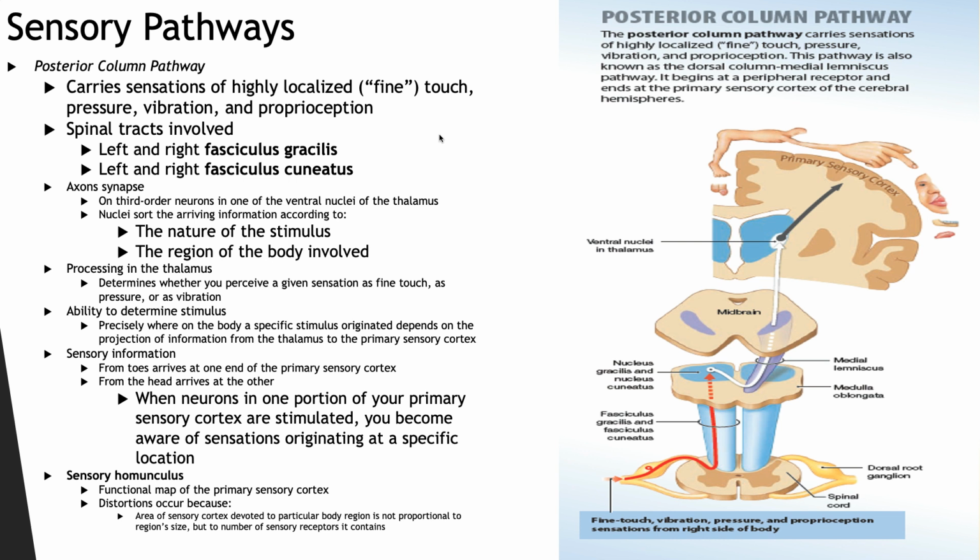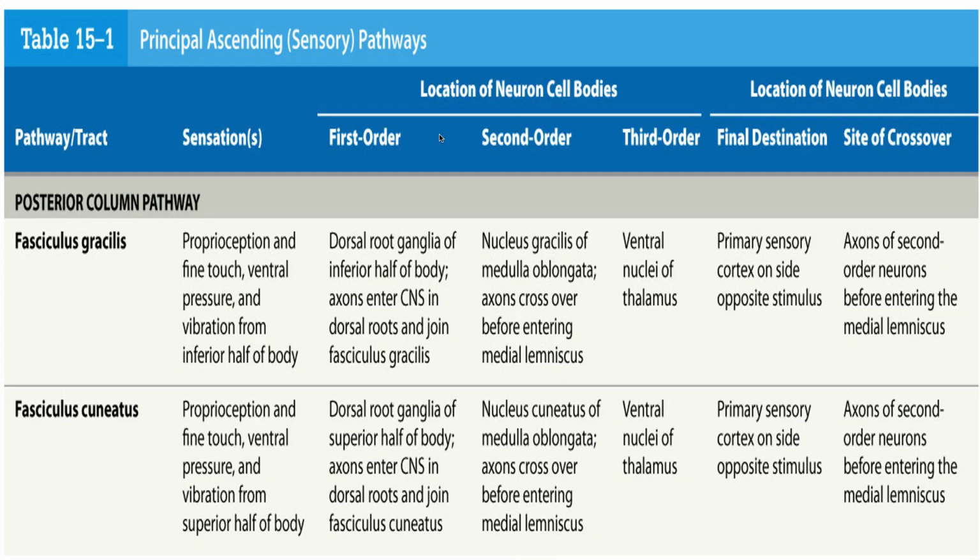These distortions take place because the area of the sensory cortex devoted to a particular body region is proportional to the number of sensory neurons in that region, not to the region's absolute size. In other words, many more cortical neurons are required to process sensory information from the tongue, which has tens of thousands of taste and touch receptors, than to process sensation from the back, where the touch receptors are few and far between.